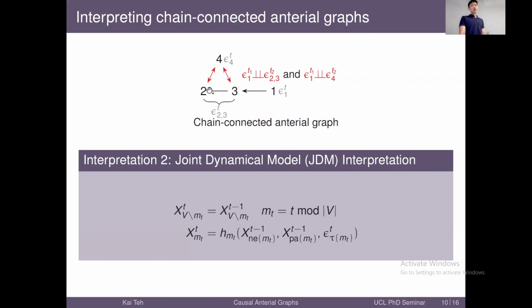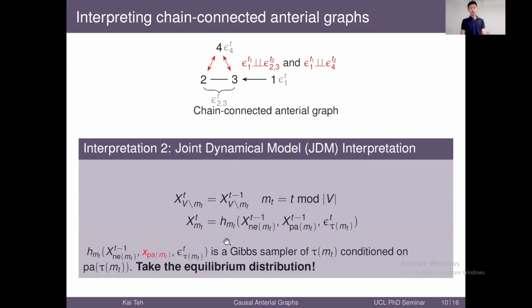For example, if M_t is 2, that's going to be 2, 3, so you pick from this noise process. If M_t is 4, you pick from that noise process of the corresponding time, and you use that to update using this h_{M_t} function. And what is this function? It's based on Gibbs dynamics, so it's the Gibbs sampler of the chain component tau M_t that we condition on the parents. And we take the equilibrium of this joint dynamical process as our joint dynamic model. All right? Cool.